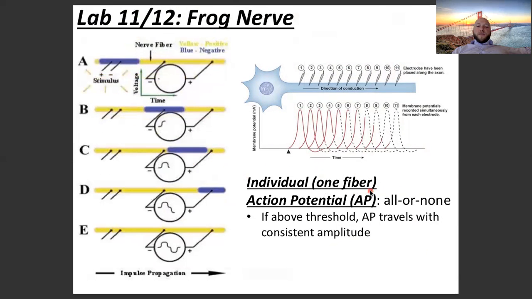An individual one-fiber action potential is all or none. You either get it or you don't. If it's above threshold, threshold is the change in membrane potential. If the cell depolarizes, if the charge across the membrane changes to negative 55 or higher, so negative 54, negative 53, the action potential will travel with a constant amplitude the whole way down the axon.